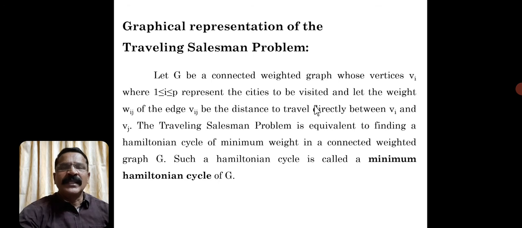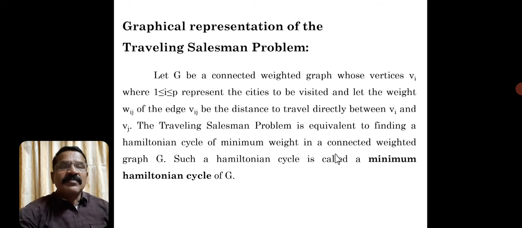That is, every city is given a name. So v1 represents the name of one city, v2 represents the name of another city, like that. All vertices are assigned the names of the cities to be visited. And let the weight wij of the edge vivj, joining the vertices vi and vj, be the distance to be traveled directly between vi and vj.